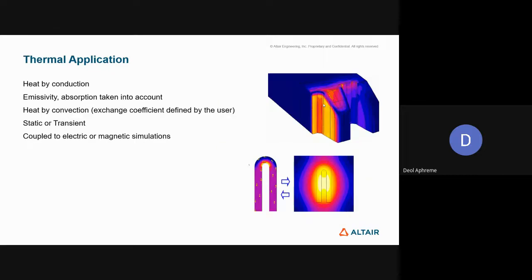Then comes the thermal application. So Flux is not a thermal tool because we do not use computational fluid dynamics or CFD per se in Flux. We use finite elements. So, for example, if you're simulating a component, you can definitely see the thermal signature of the component. But to take into account the real world, flow of air and flow of coolant and all these things, we have AccuSolve. So, you will export the losses from Flux to AccuSolve, and then you will visualize these results.